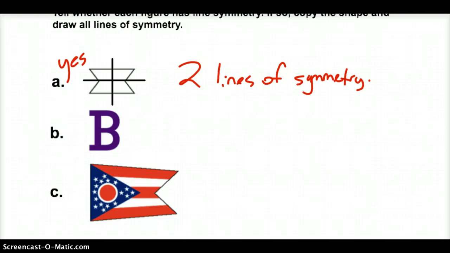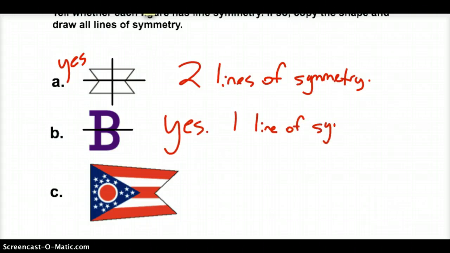Part B, definitely not a line of symmetry there. It looks like we could have a line of symmetry there, but I don't really see any others. So I can say in this one, yes, we have line symmetry, and we have one line of symmetry.